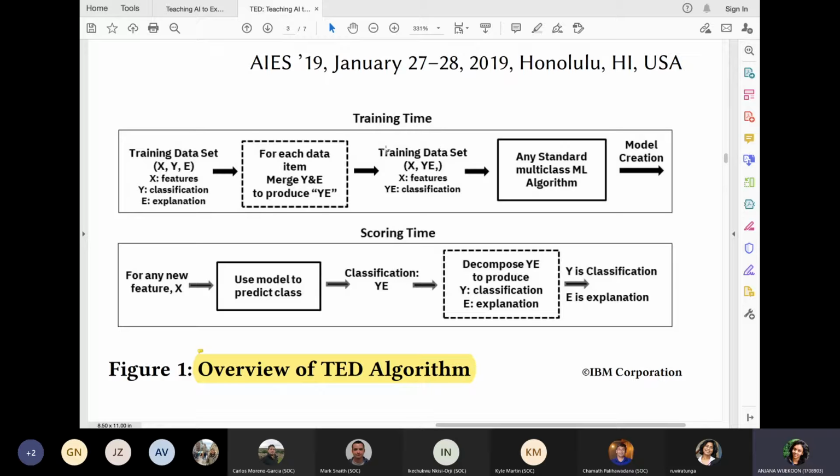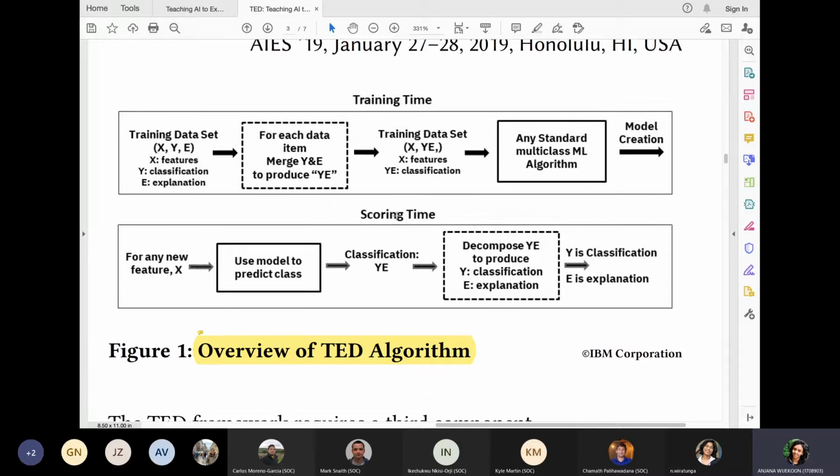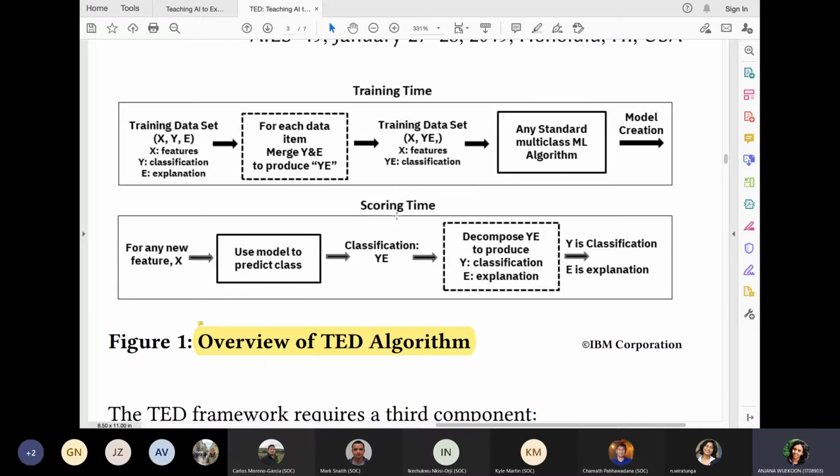Then our data set becomes a standard supervised learning training data set where the input is X and the label we are trying to predict is YE. Then we can put this through any standard multi-class classification algorithm to learn to predict YE. And the loss functions, those things stay the same because it's again modeled as a multi-class classification function. At the end of the training, we have a model that can predict YE given X input data. So once we have a new X instance, say a loan application, we can use the model to predict the YE.